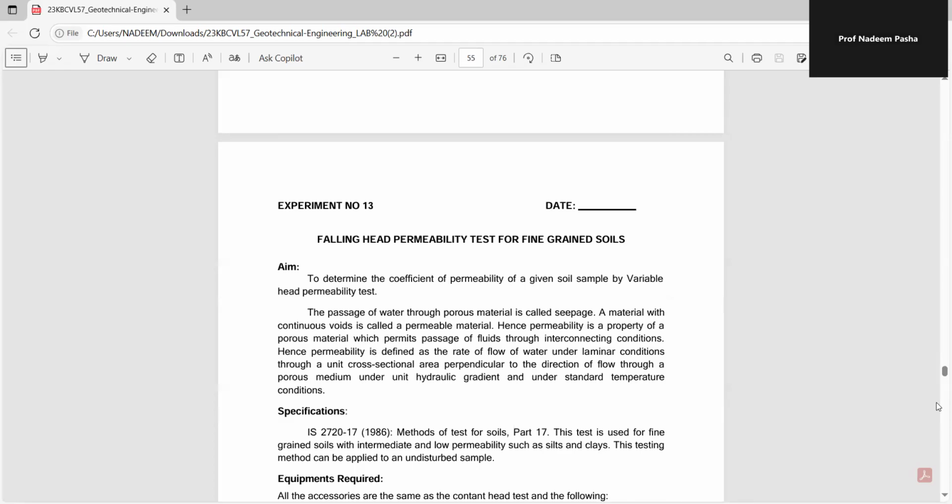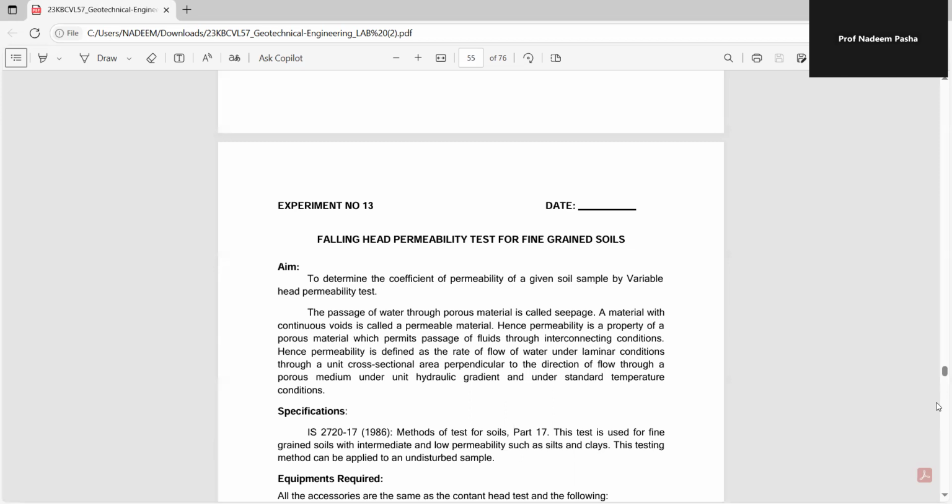Now, the falling head permeability test for grain soil. Till now, what we have studied is the constant head permeability test. Now we will see the falling head permeability test, to determine the coefficient of permeability of a given sample by the variable head permeability test.